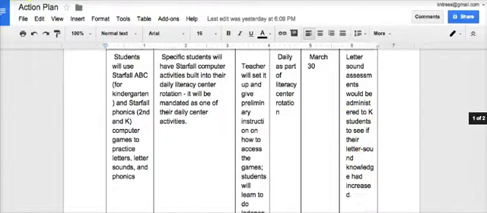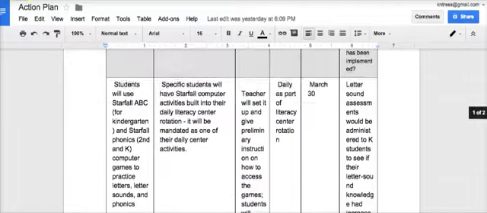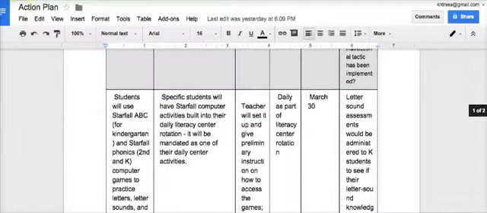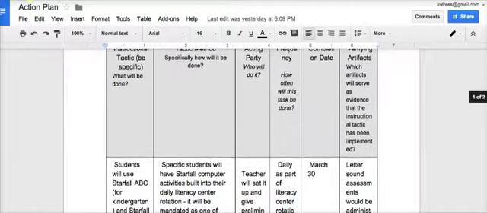Initially, I set it up and gave them preliminary instruction on how to access these games. Students eventually learned to do it independently, so this was something they could do by themselves as part of their literacy center rotation. For both strategies, this one and the one I'll show you next, we decided that a month was a good time to reassess the effectiveness of our plan. So we started at the beginning of March and we gave it till the end of March to determine the effectiveness of our data action plan.